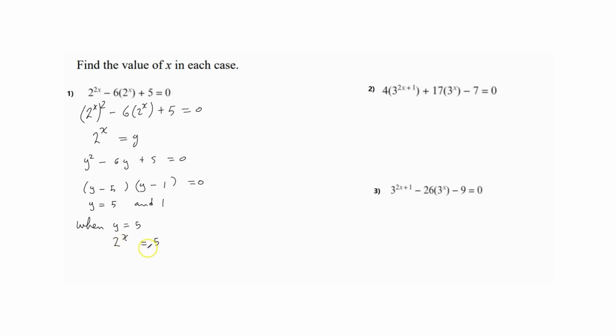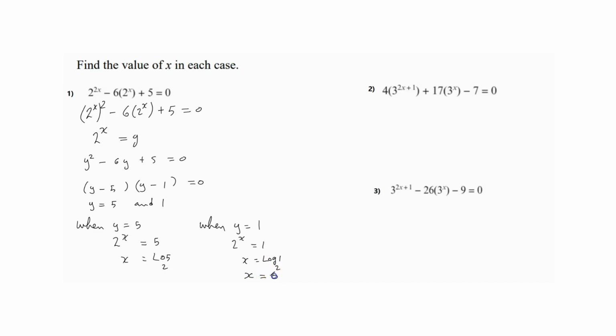This exponent here can be written as a log. Therefore, we have x equals log 5 base 2. And we can now find the value of x when y is 1. So when y equals 1, then we have 2 to the x equals 1. Again, we can write this in log form. So we have log 1 base 2 would equal to x. So here this would equal to 0 because the log of 1 is 0 anyway.